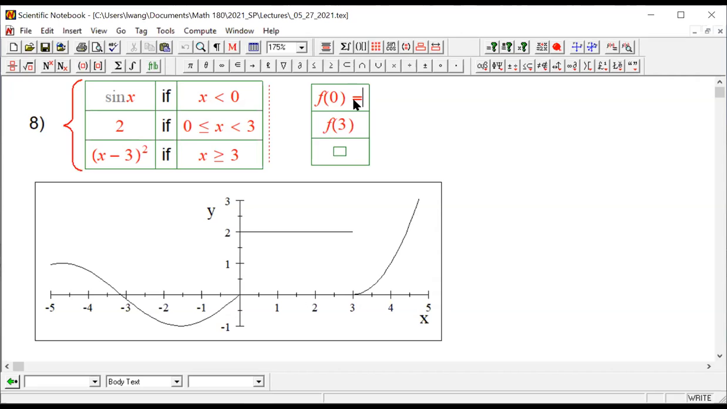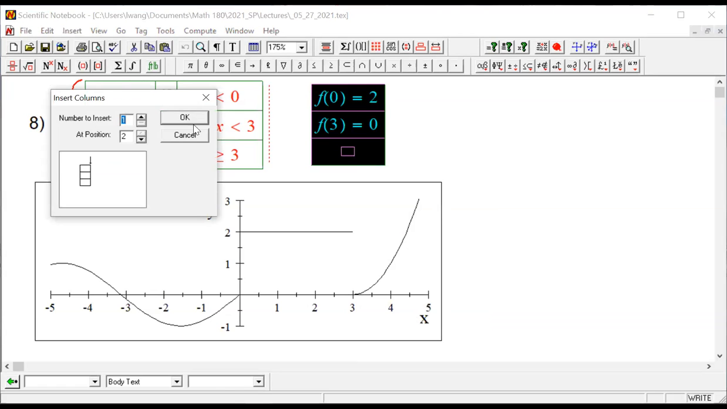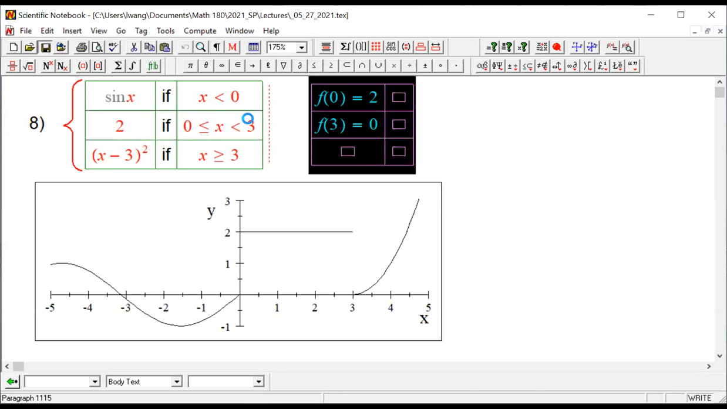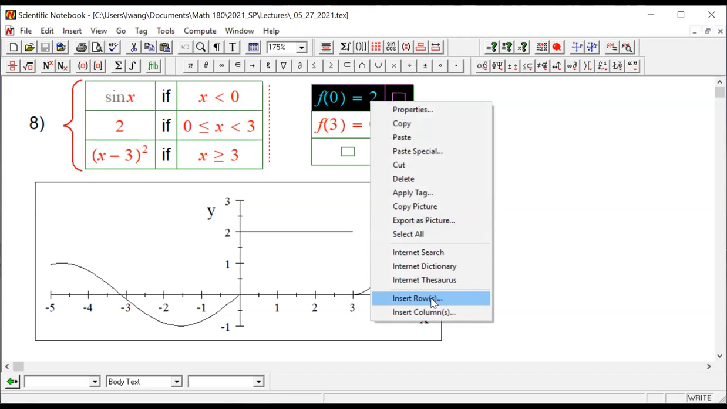So what is f of 0? What is f of 3? F of 0 would be 2, and f of 3 is 0. That's right. F of 0 is 2. F of 3 is what? 0. Very good. So (0, 2) and (3, 0) will be dots. You follow me? Let me be a little bit more systematic. Let me save it first and insert a row.